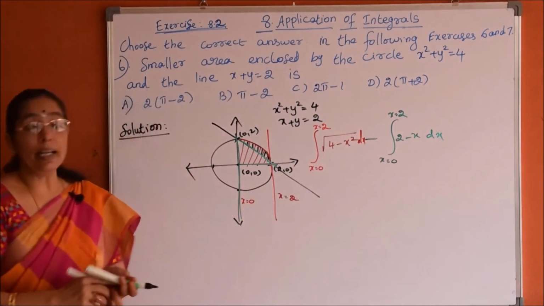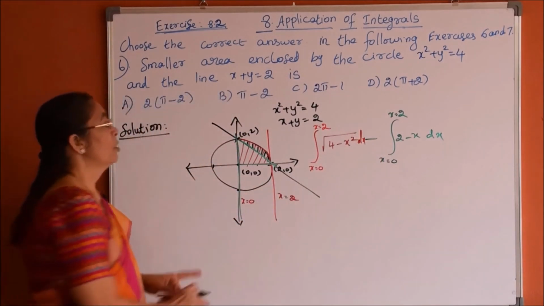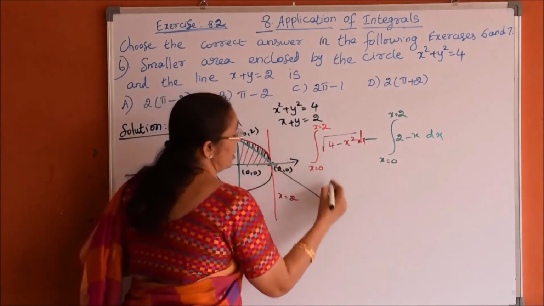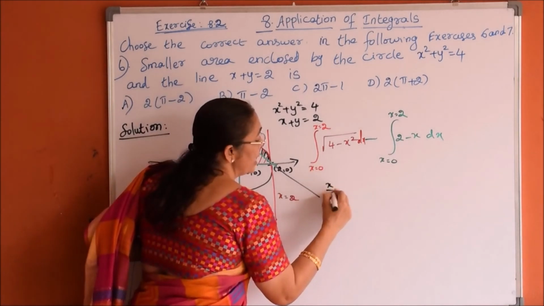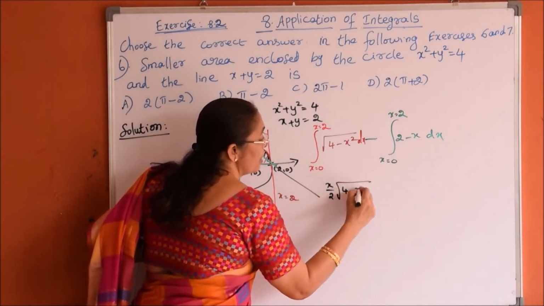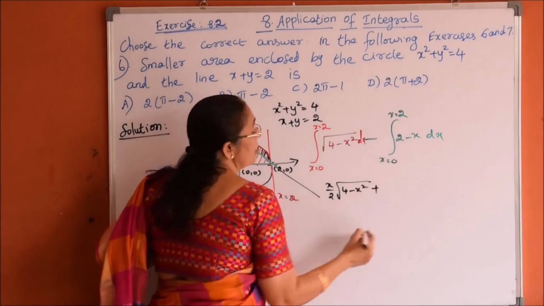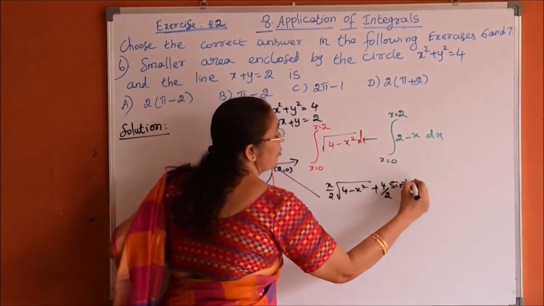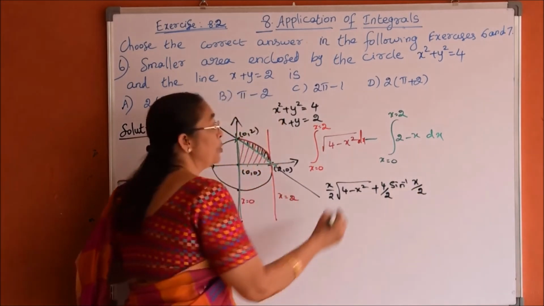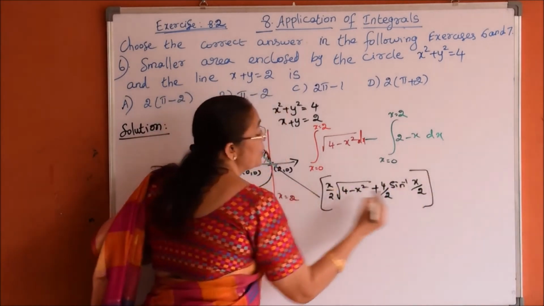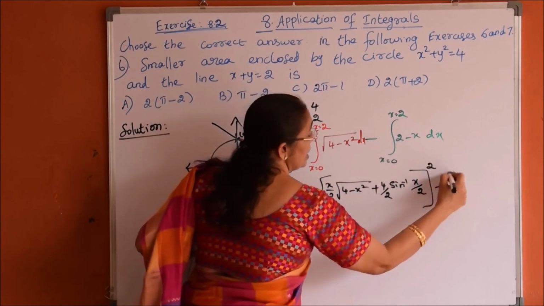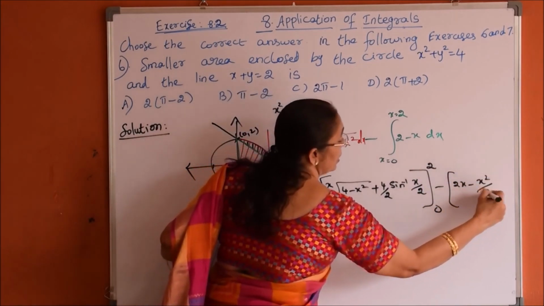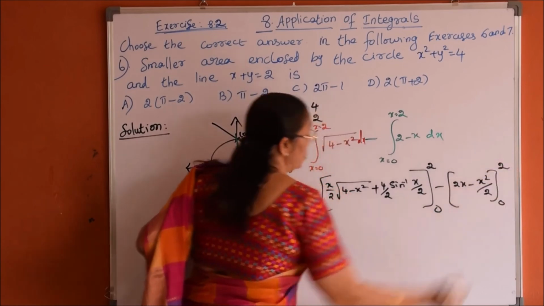So, to evaluate the first one, we will use the formula: integration of root over a square minus x square is x by 2 root over a square minus x square plus a square by 2 sin inverse of x by a. Then minus the integral of 2 minus x dx, which is 2x minus x square by 2. The limits are from 0 to 2.